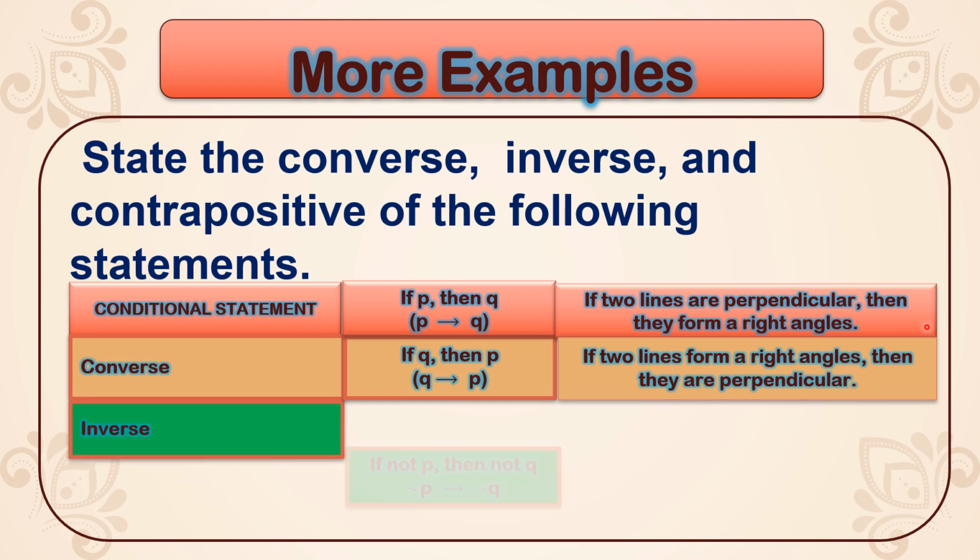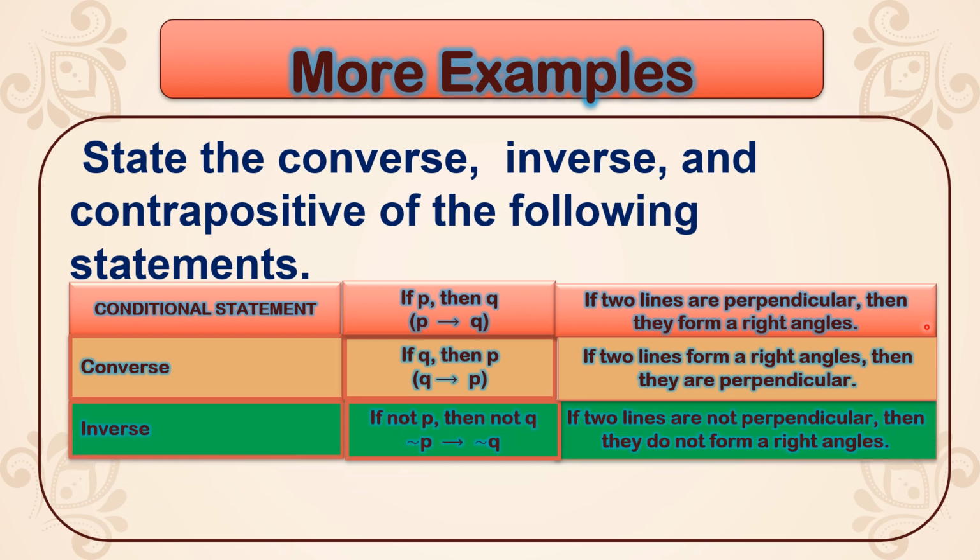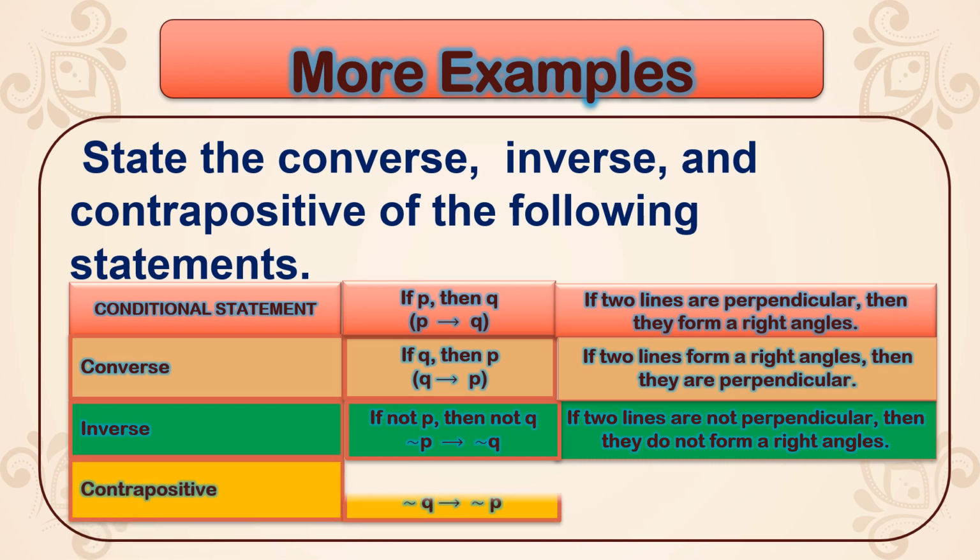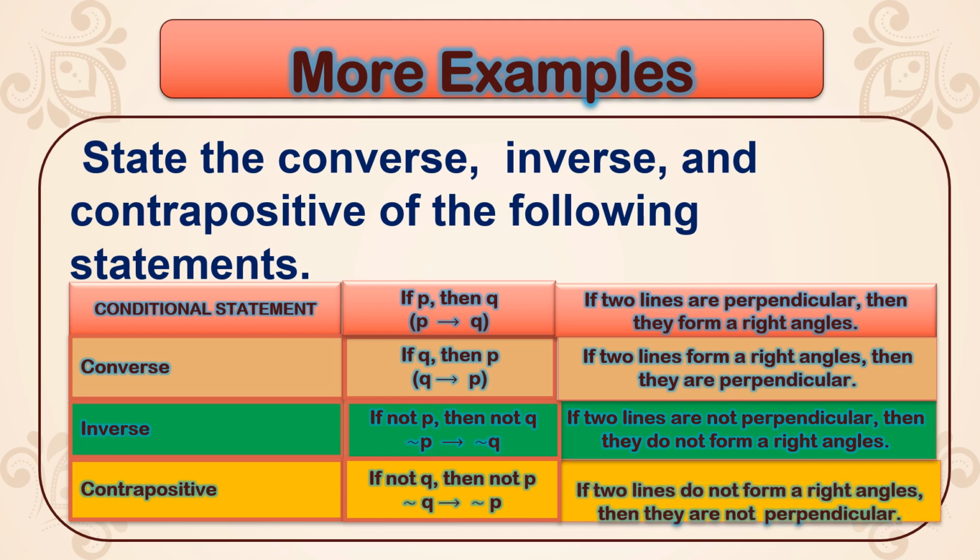Next, inverse. Kapag inverse, if two lines are not perpendicular, then they do not form a right angles. Next, contrapositive. If two lines do not form a right angles, then they are not perpendicular. So, yan po yung mga example.